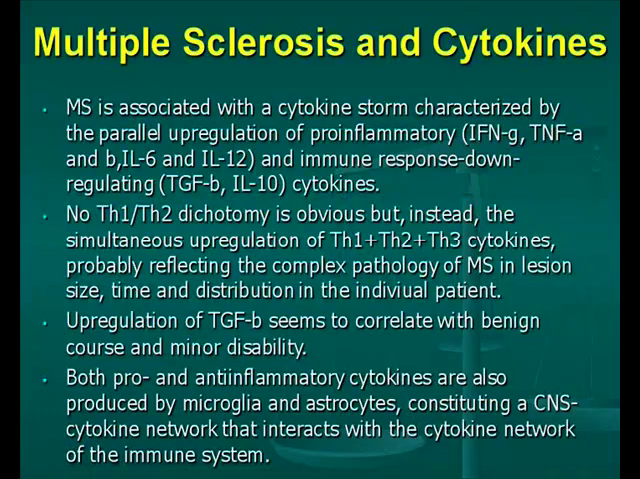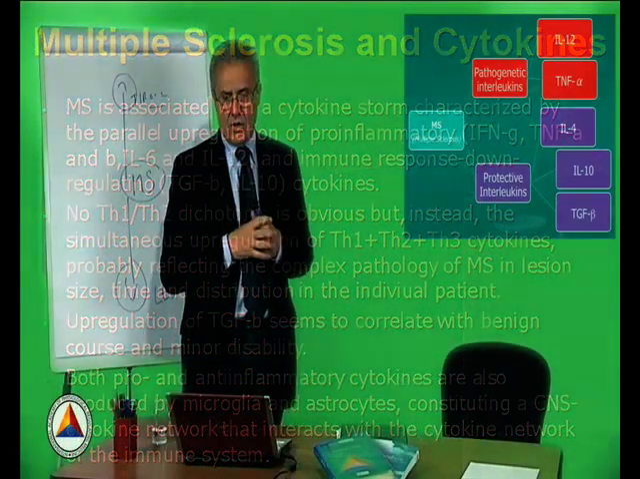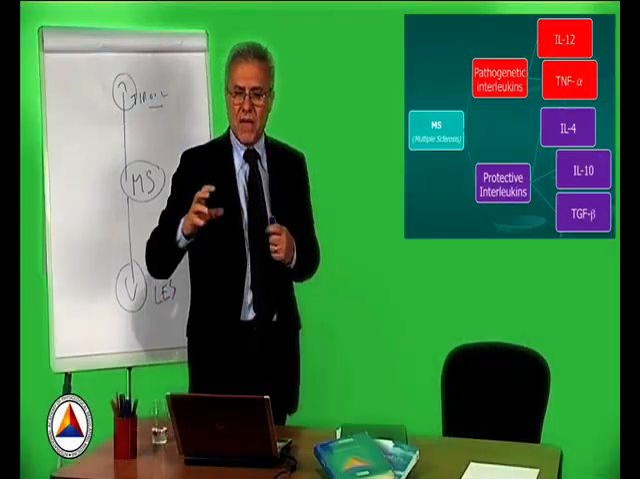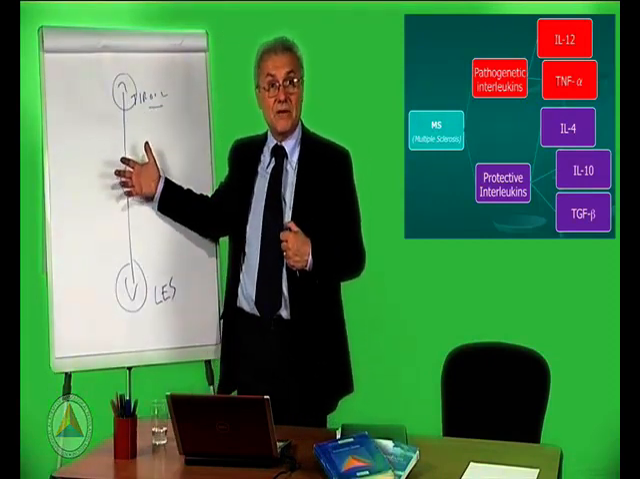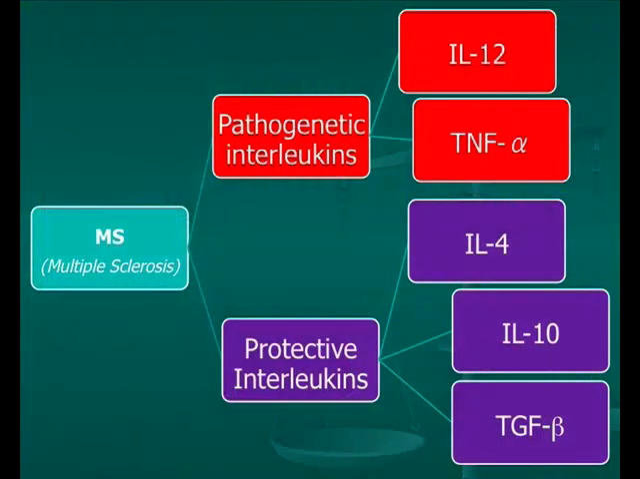In this disease, on one hand, we have hyperactive cytokines, e.g., interleukin-12, which has an important pathogenic role, tumor necrosis factor, and interleukin-4. And on the other hand, there are protective interleukins, interleukin-10, but above all, TGF-B.